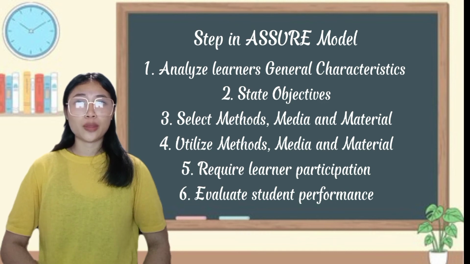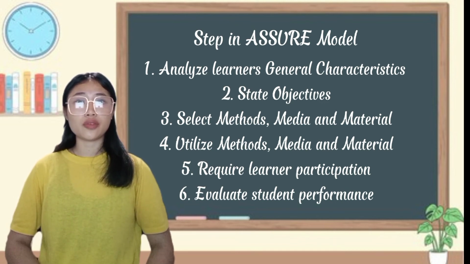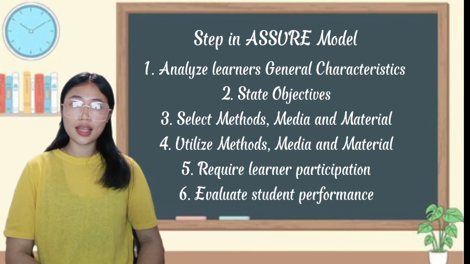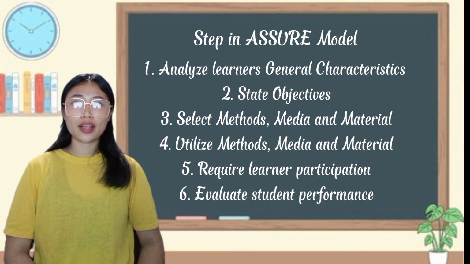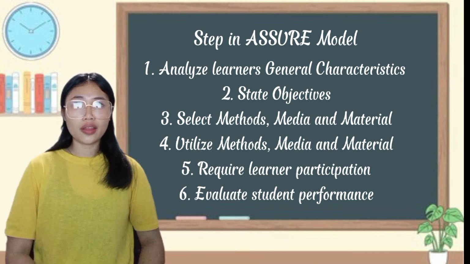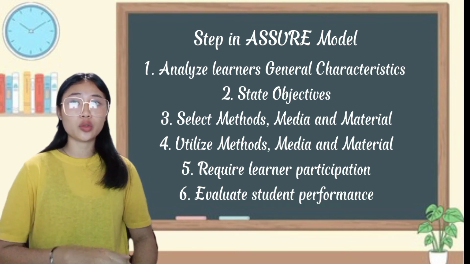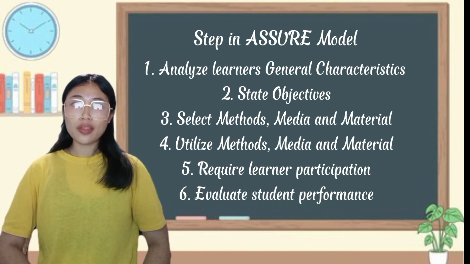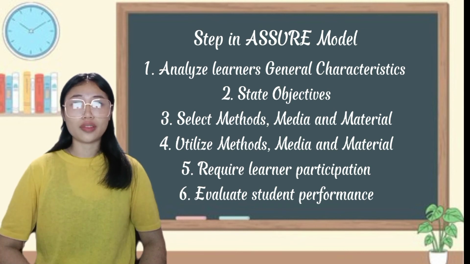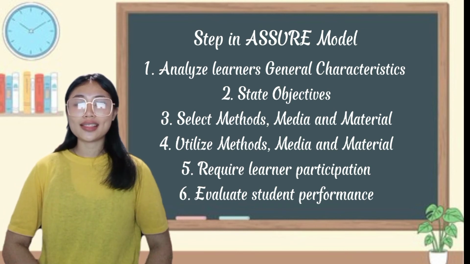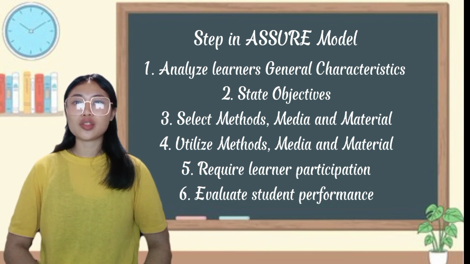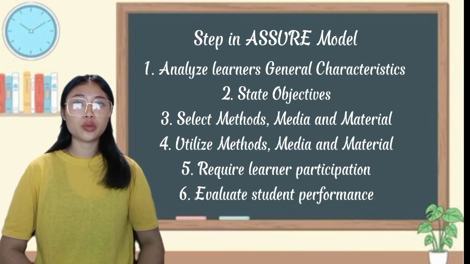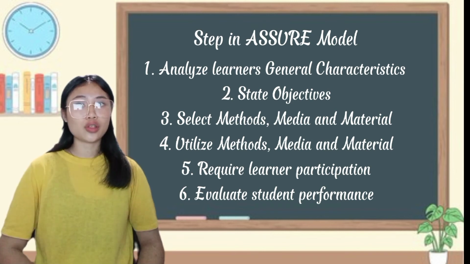This is a description of the class as a whole. This includes such information as the number of students, grade or age level, and socioeconomic factors, as well as their exceptionalities and cultural or ethnic and other types of diversity. The second step is state objectives: statements describing what the learner will do as a result of instruction.